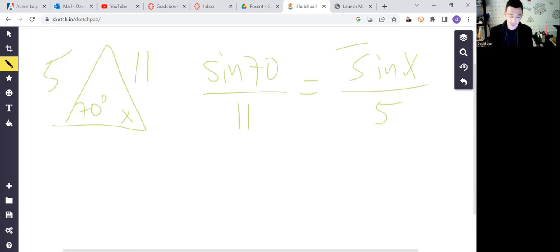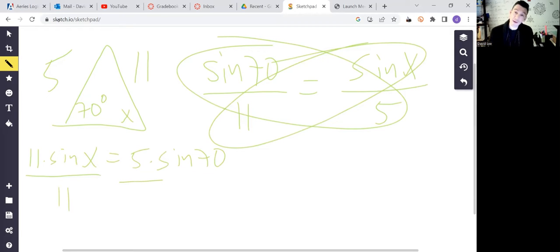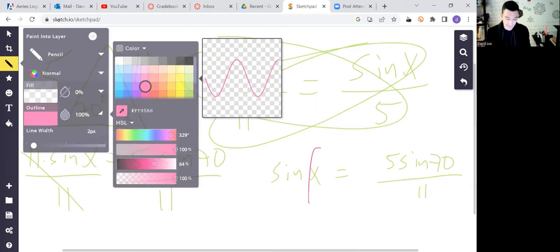And then we can cross multiply like we did in class. So that 11 times the sine of x equals 5 times the sine of 70. And then we're trying to get x alone. So what if we divide by 11? This would be gone. So we'd have sine of x equals 5 sine 70 over 11. Now we want x to be alone, right?